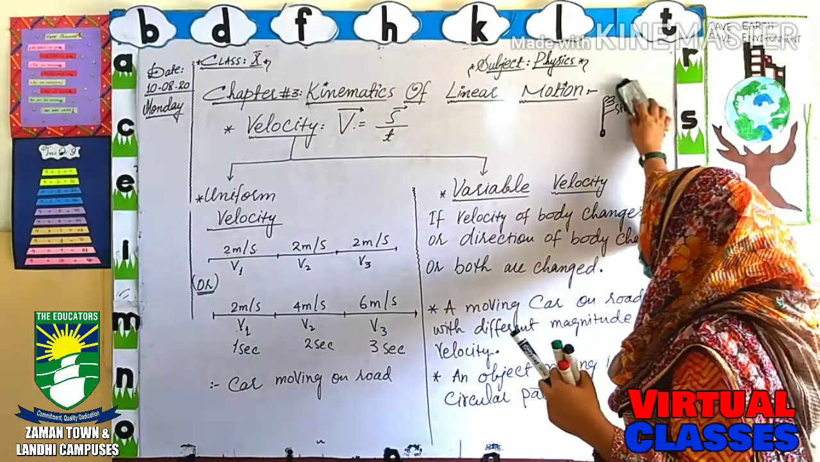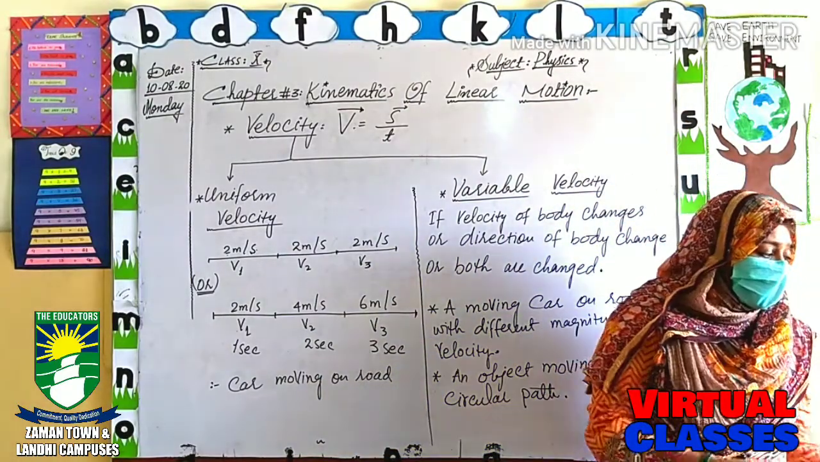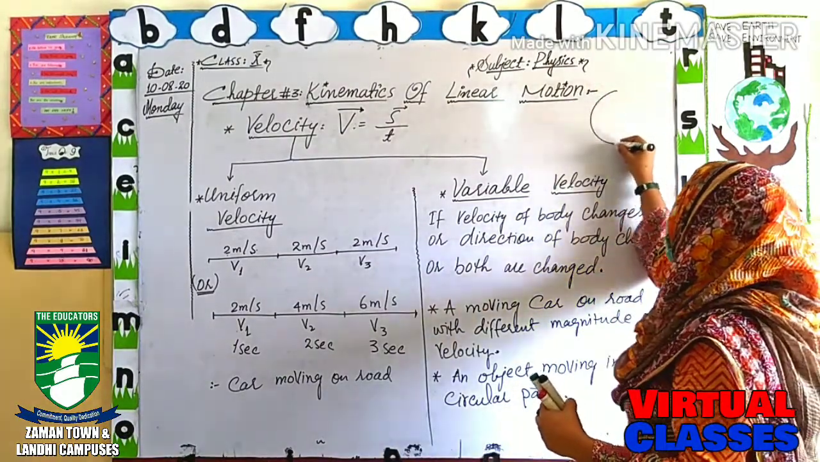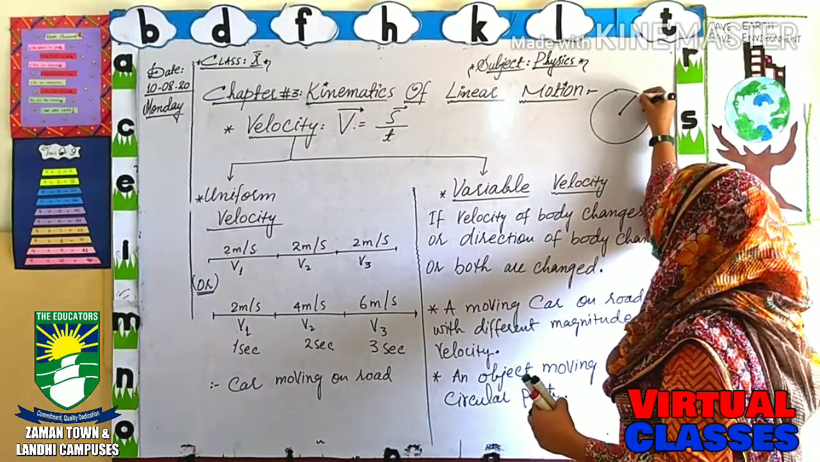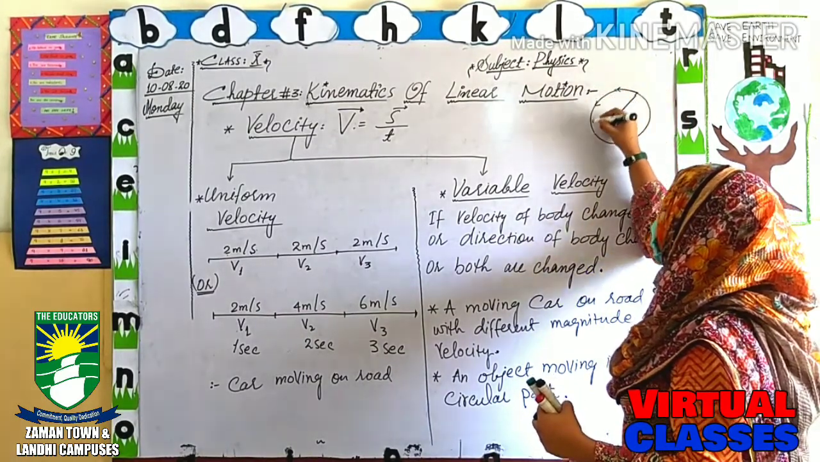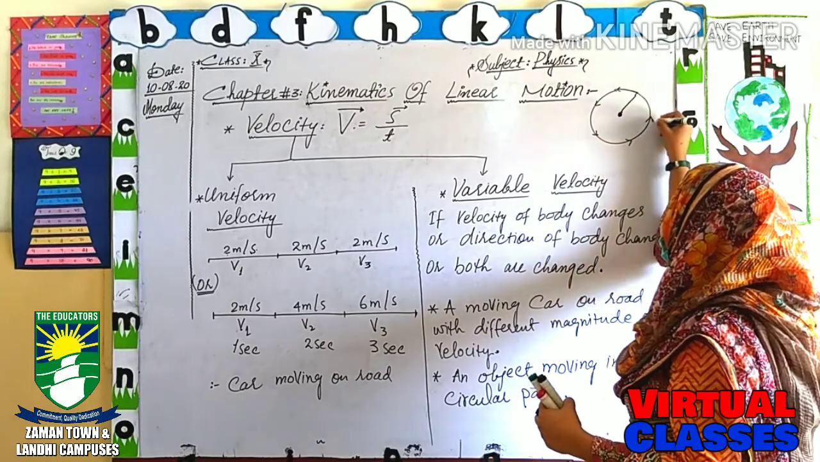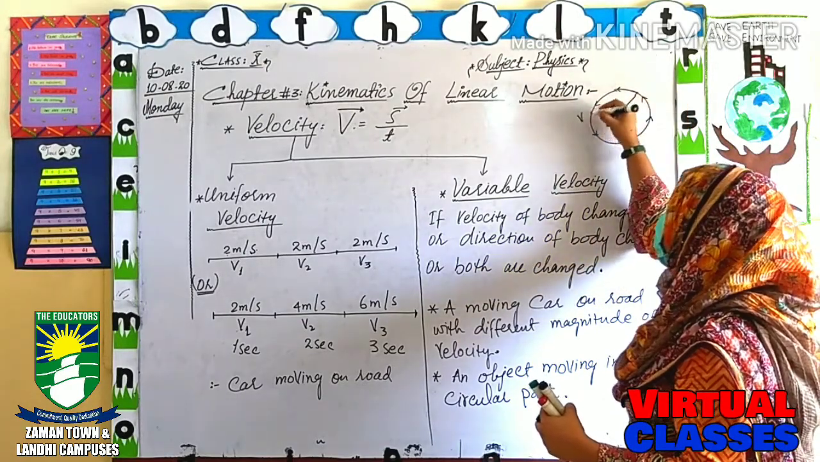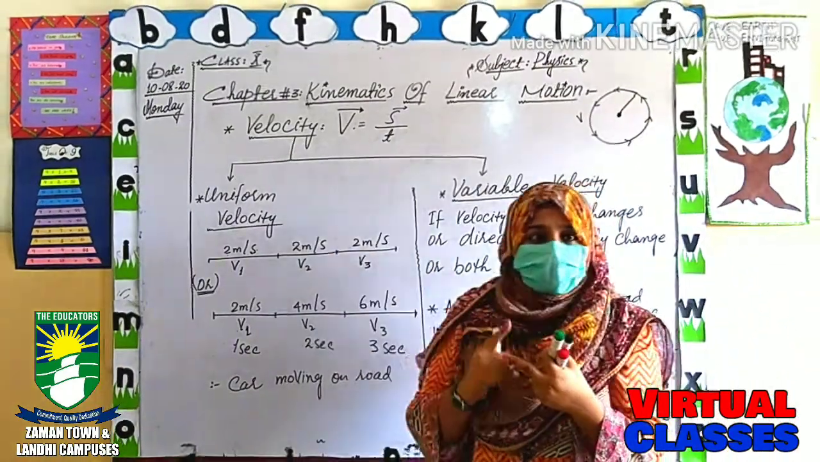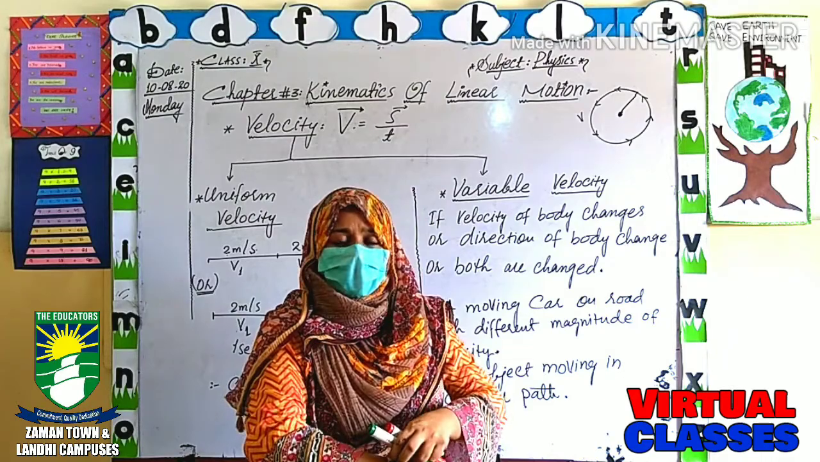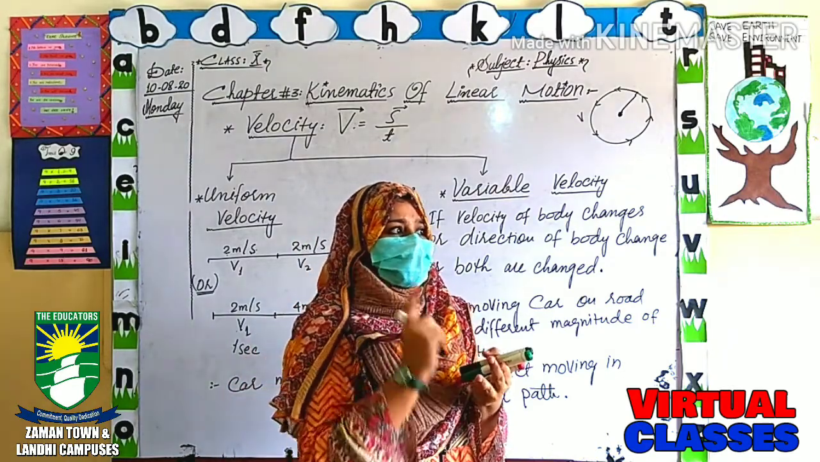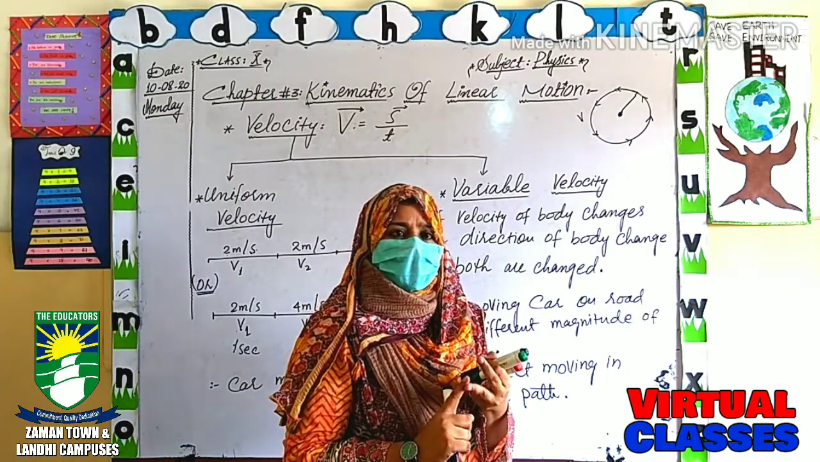So what I want to tell you is, whenever an object is moving in a circular path, the speed will remain the same. Whenever any object has to move in the circular path, remember the velocity should remain the same. If the velocity is changed, obviously the object will not keep moving in the circular path.